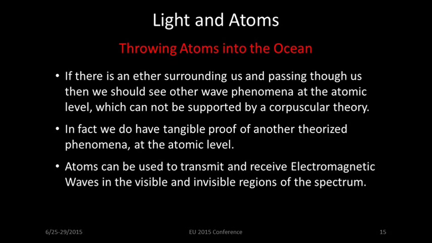If there is an ether surrounding us and passing through us, then we should see other wave phenomena at the atomic level, which cannot be supported by a corpuscular theory. In fact, we do have tangible proof of another theorized phenomenon at the atomic level. Atoms can be used to transmit and receive electromagnetic waves in the visible and invisible regions of the spectrum.